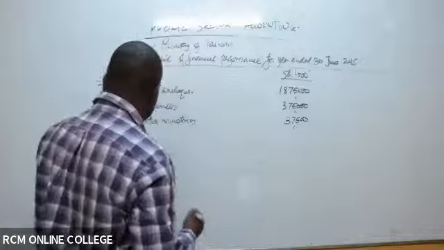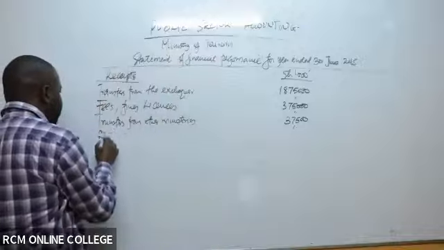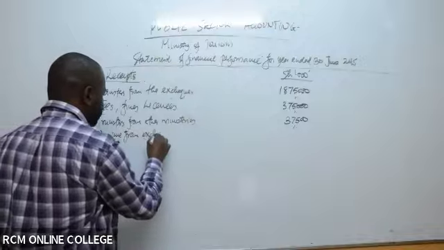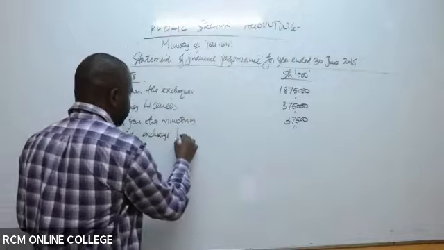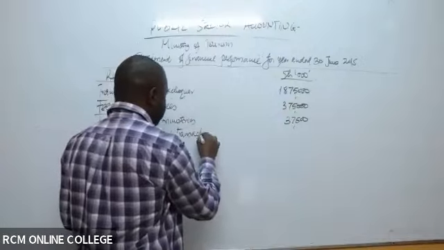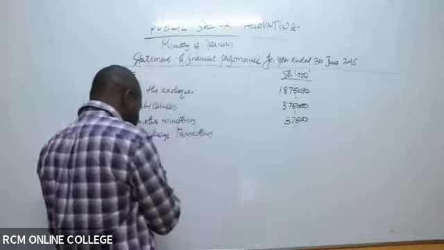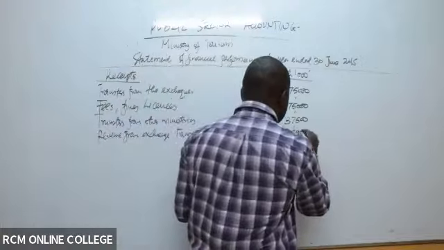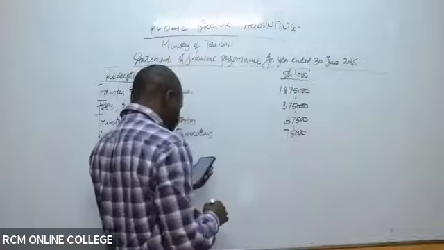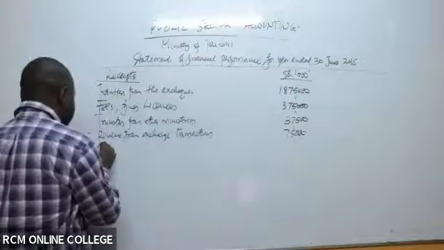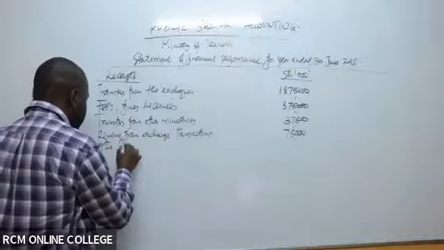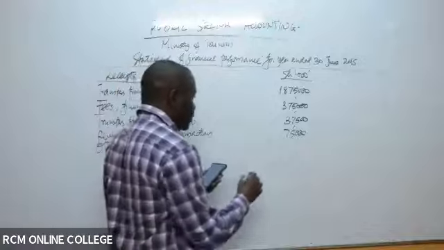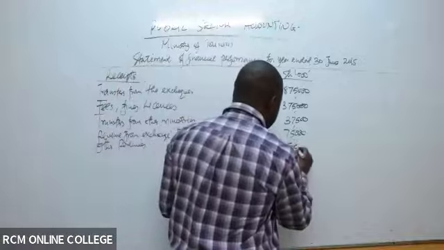Revenue from exchange transactions. So that was, in this case, 75,000. Then what else? Other revenue. We have other revenue. Other revenues was, in this case, 450,000.